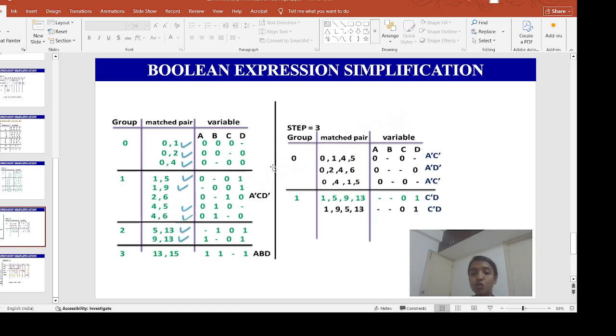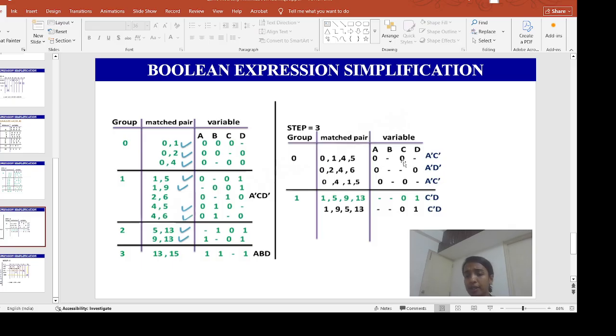So from step 2 again we have to find the matched pair. We have to make another table. So 0, 1 will be compared with all these: 1, 5, 1, 9, 2, 6, 4, 5, 4, 6, like that. 0, 2 will be compared with 1, 5, 1, 9, 2, 6, 4, 5, 4, 6, like that. So we have to group the matched pair again. Now, why have I stopped here? Because after that, no more matched pair is possible, because all the min terms have already been taken.